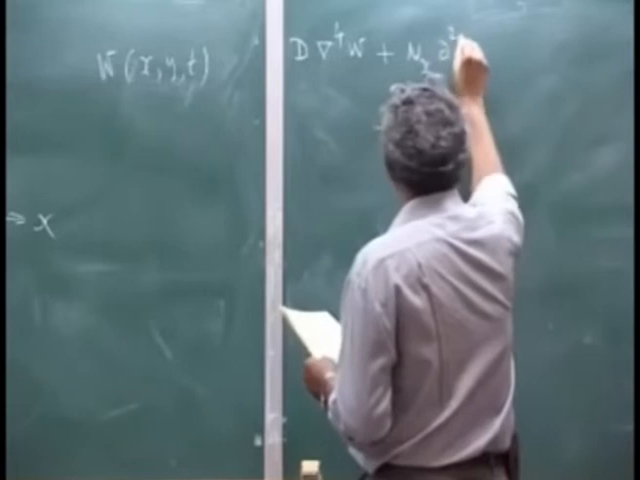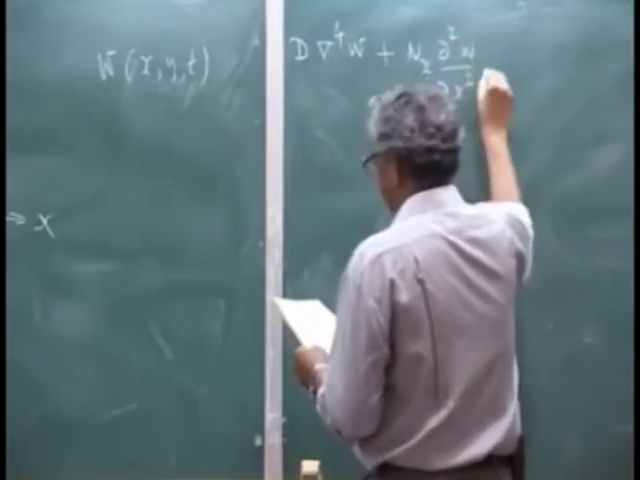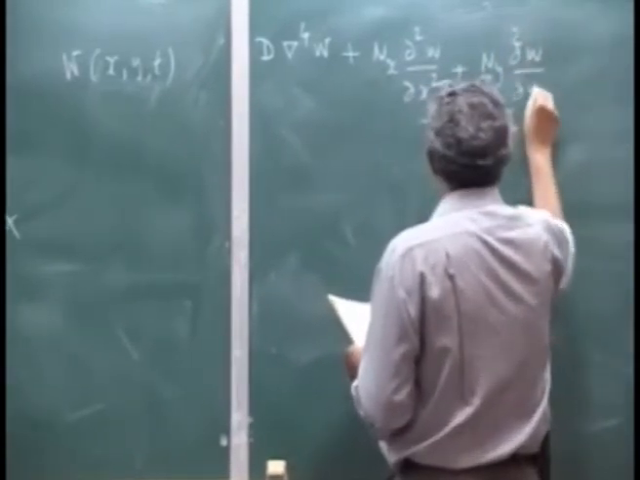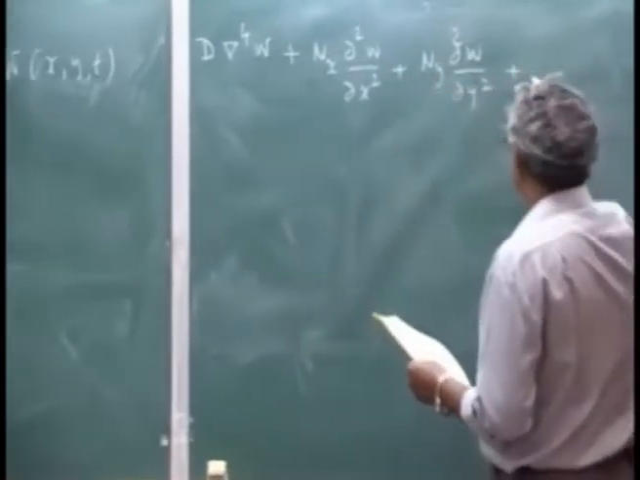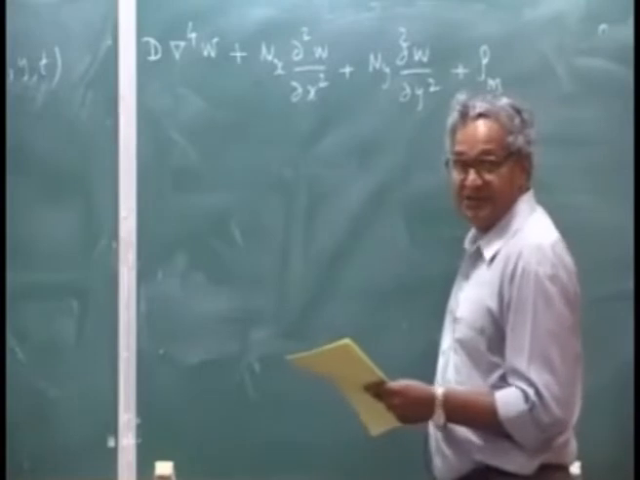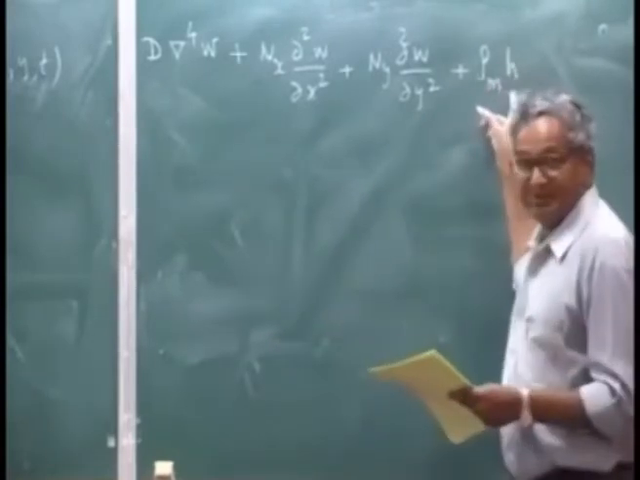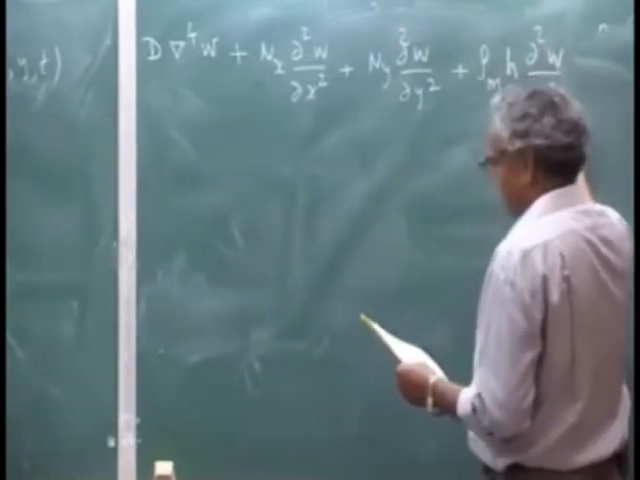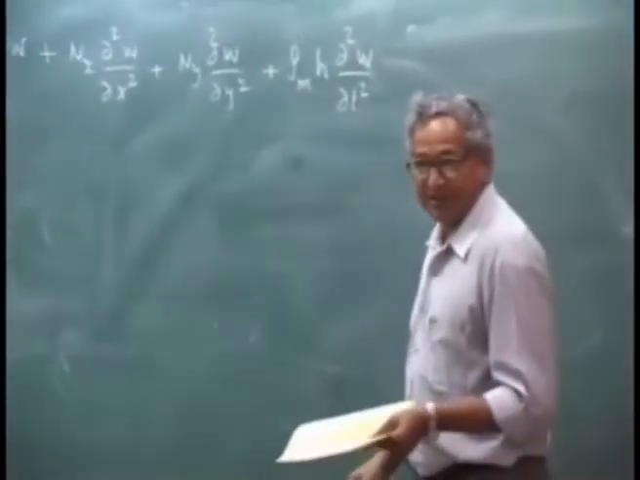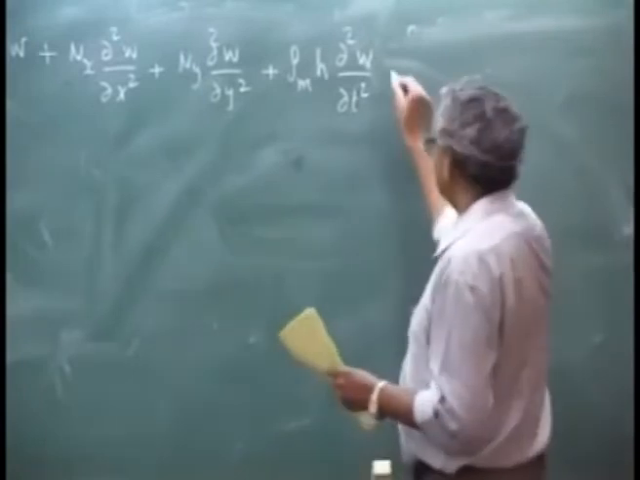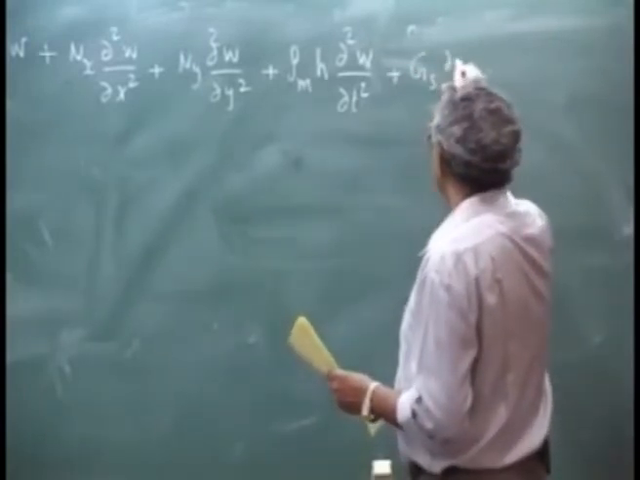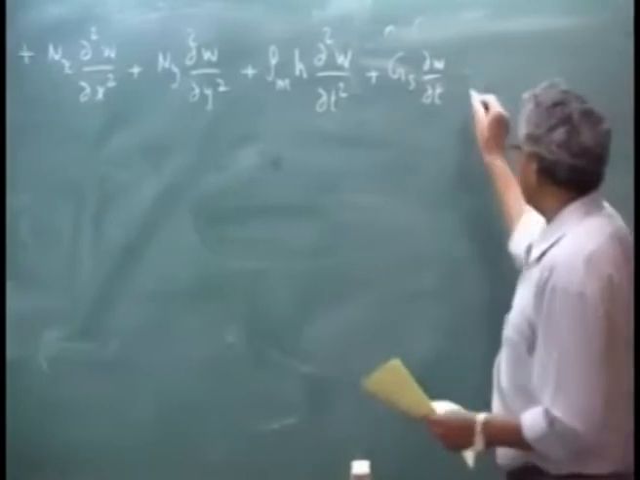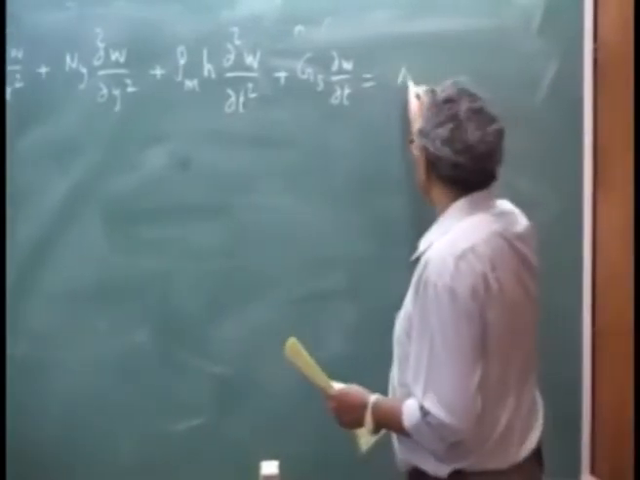Nx del square W by delta x square, Ny del square W by delta y square, plus rho m, this is the mass density, h is the thickness of the plate, del square W by delta t square, and if you want to add some structural damping, they will put a g times delta W by delta t. This is some damping term. Okay. And there is a pressure delta P.